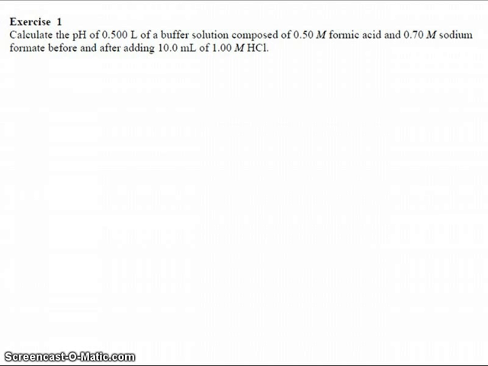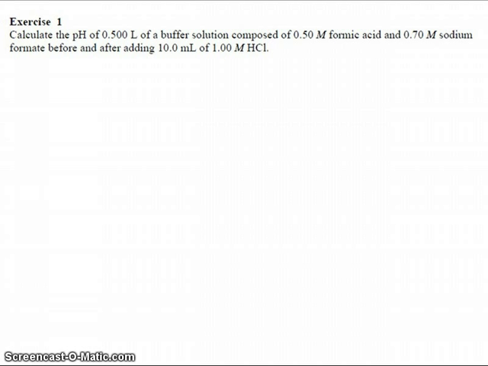So now we want to look at some example problems. The first example we have here asks us to calculate the pH of 0.5 liters of a buffer solution composed of half molar formic acid and 0.7 molar sodium formate, both before and after the addition of 10 milliliters of a strong acid, 1 molar hydrochloric acid.